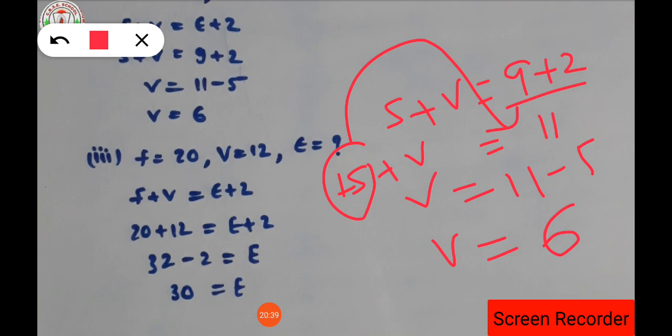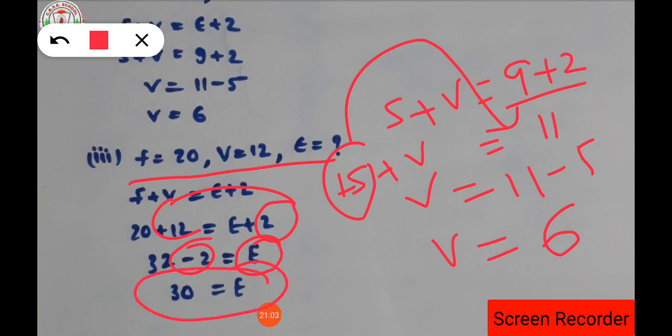In the same way, in the third part you have to find the value of edge. So F plus V is equal to E plus 2, that is 20 plus 12 is equal to E plus 2. Here the value of E we have to find, that means 2 we have to transpose from the right hand side to the left hand side. So it will become minus 2, isn't it? So 32 minus 2 will be how much? 30. So 30 is the answer for the edge.